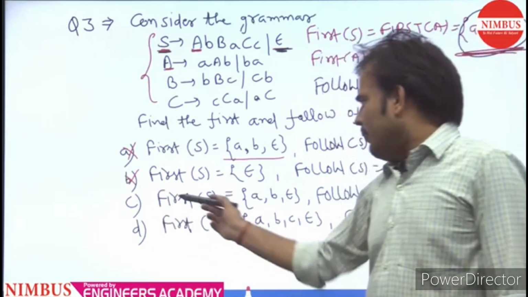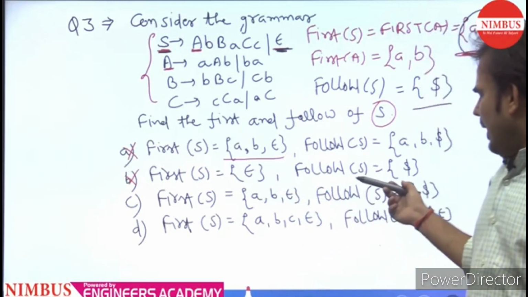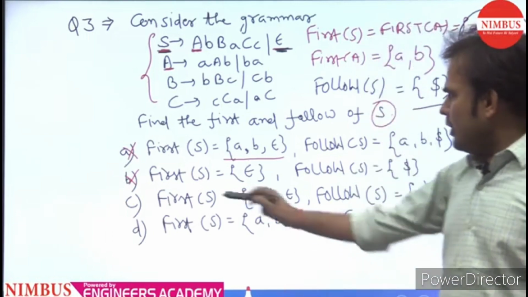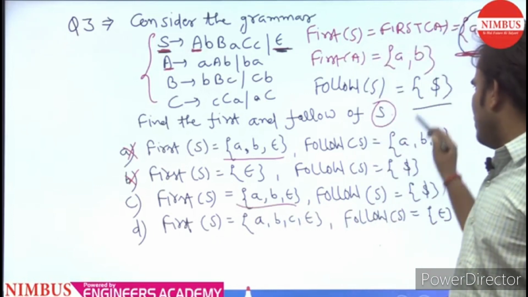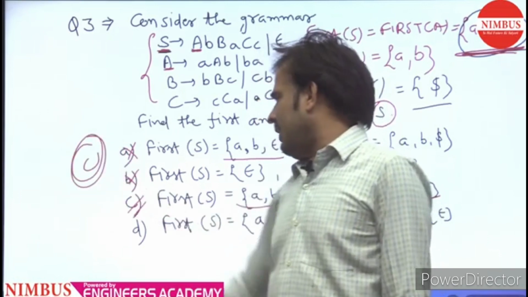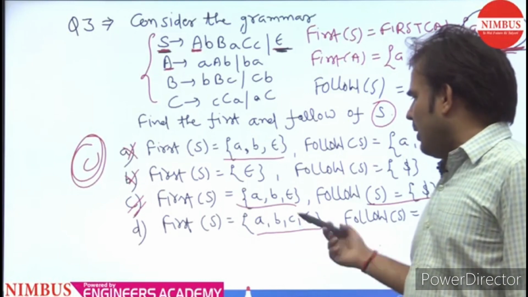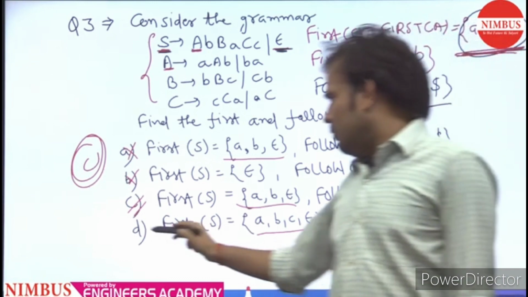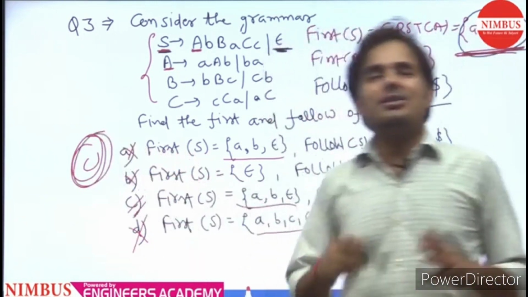Check option C. First of S equals a comma b comma epsilon, yes, and follow of S equals dollar, yes, only dollar. So option C is correct here. In option D, first of S is a comma b comma c comma epsilon, but we have only a comma b comma epsilon in first of S, so option D is again wrong. Option C is correct.